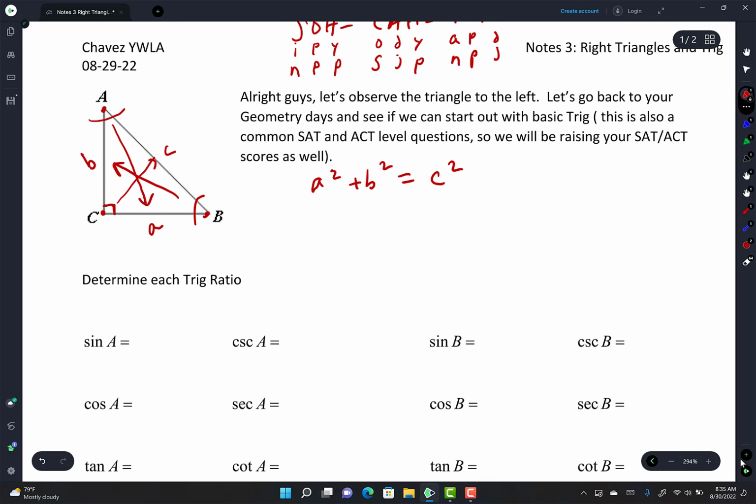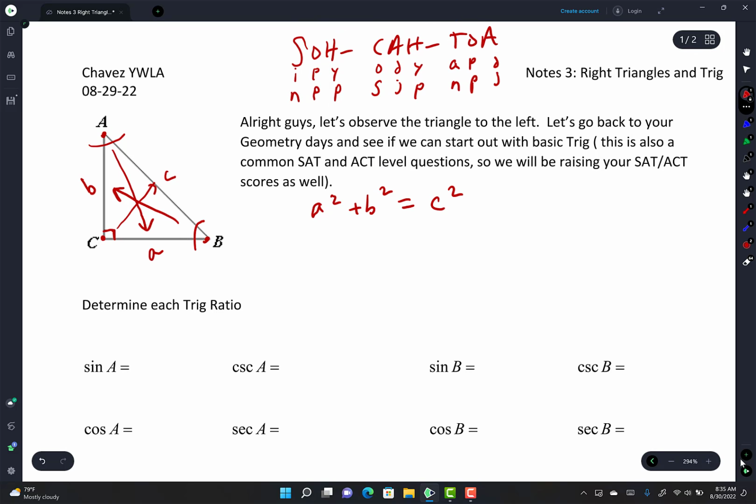SIN, I know it's spelled sin, but you don't say it sin. You pronounce it sine. Pronounce it with me. Sine. Sine. That's how you pronounce it. So sine A, according to this little abbreviation, you use your SOHCAHTOA, you use your acronym. Sine is opposite over hypotenuse.